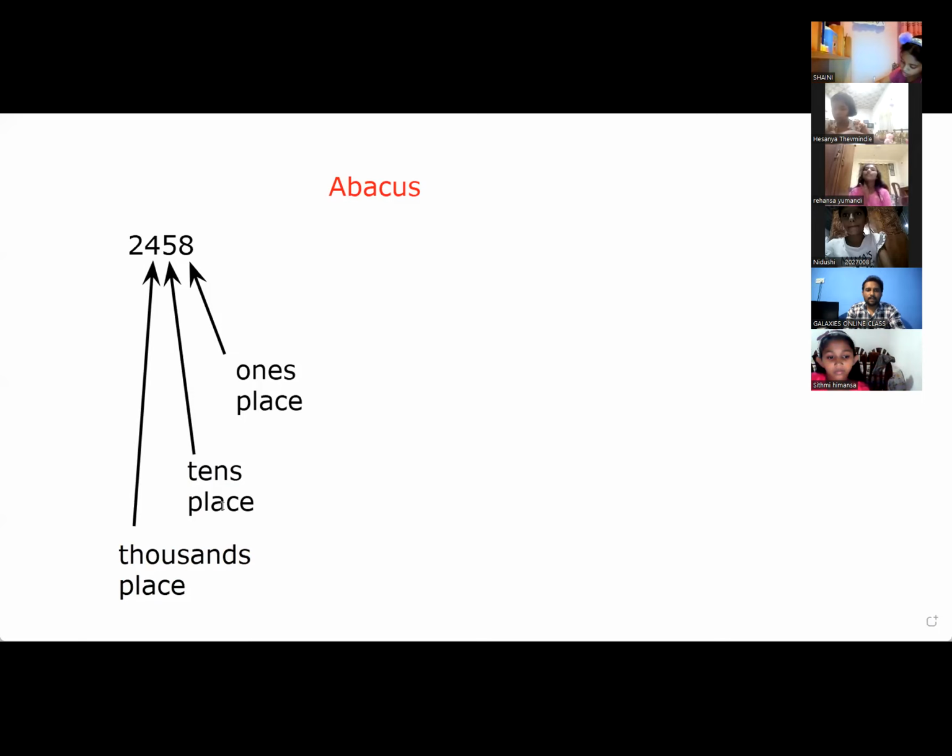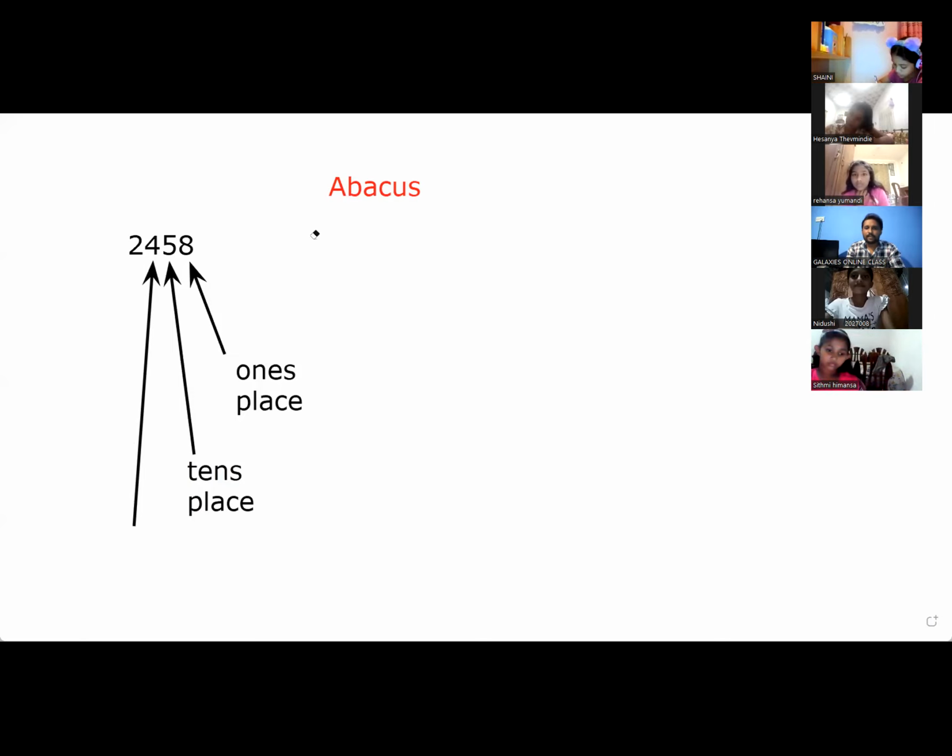Sorry, tens place, that is a mistake. This one should be hundreds place, okay. Hundreds place. Before the hundreds place, thousands place.